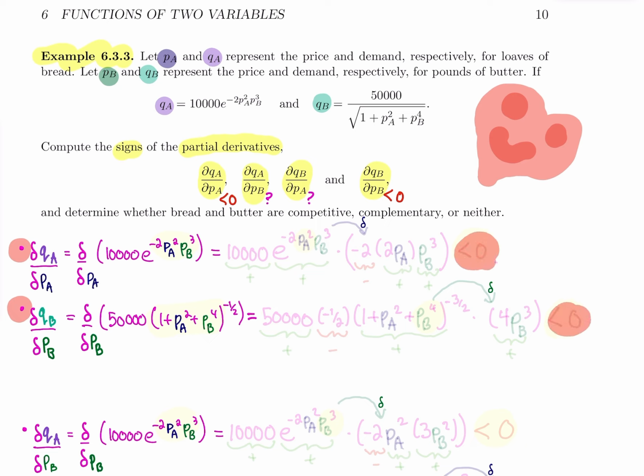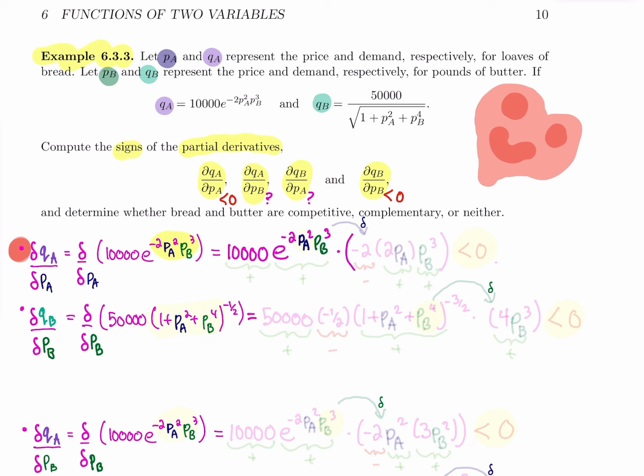All right, so for the first one, let's differentiate QA with respect to PA. So we have 10,000 times e to the power of something. So I have to use a little chain rule here. When you have e to the power of something, when you compute the derivative, you get the exact same thing. So let's keep the coefficient. 10,000 stays. And then since the derivative of e to the something is e to the something, you get that e to the power of minus 2 PA squared PB cubed again.